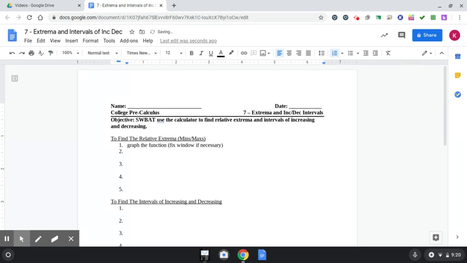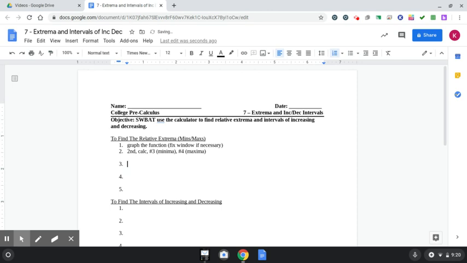Step 2, to find the mins and maxes, you're going to press second and then calc. If you're looking for the minima, you're going to press number 3. That's for minima. Number 4, if you're looking for the maxima.